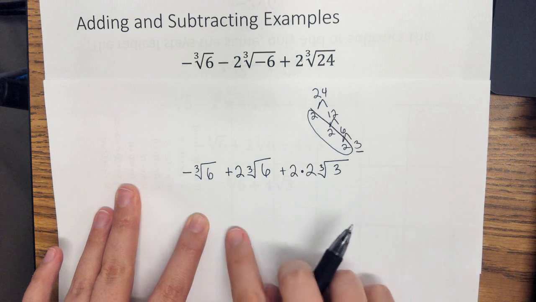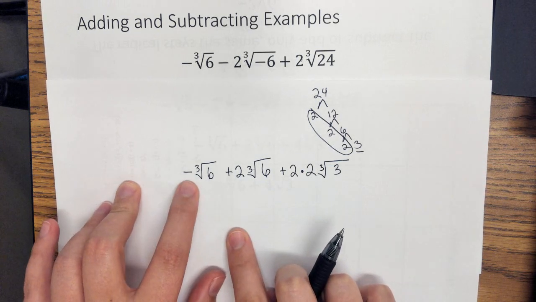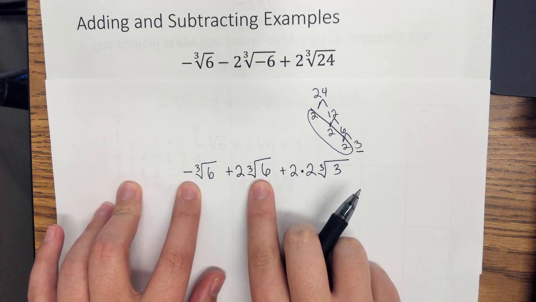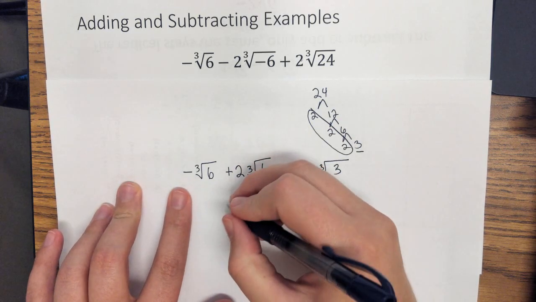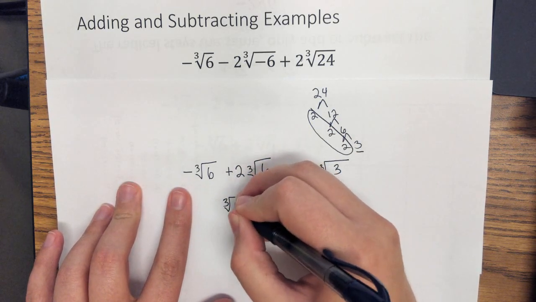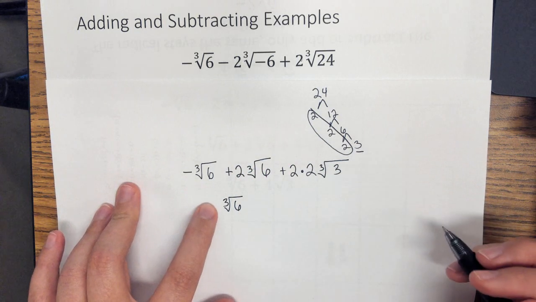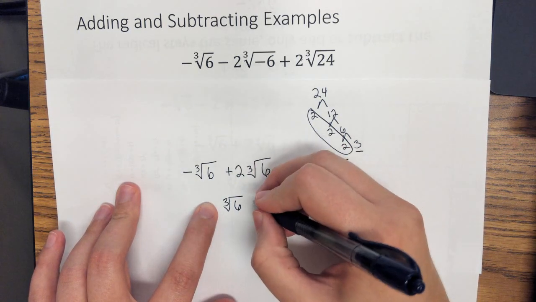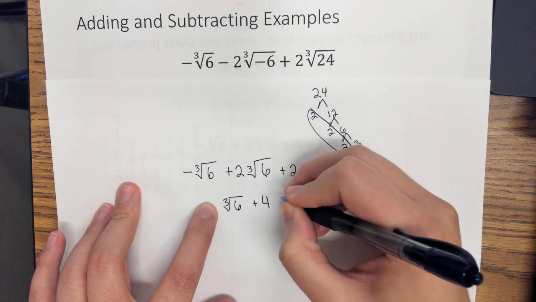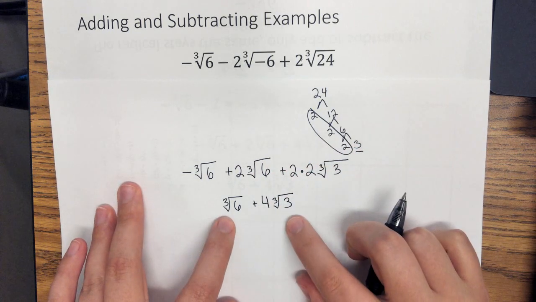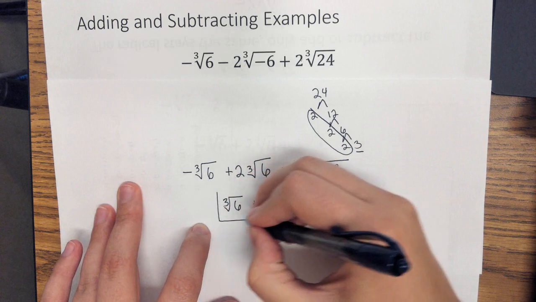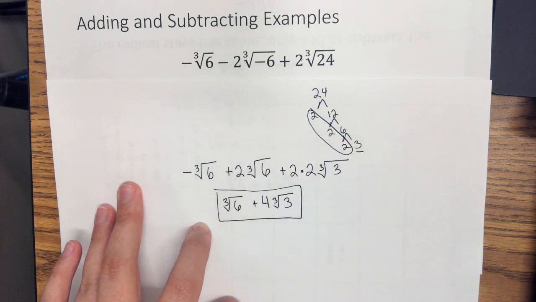So if I simplify this a little bit, I have a negative 1 cube root of 6 and a positive 2 cube root of 6. Those are like terms. Negative 1 plus 2 is a positive 1 cube root of 6. And you can write the 1, but you don't have to. 2 times 2 is a 4 cube root of 3. Now these are not like terms, so this is my answer. That is as simple as we can get on that one.